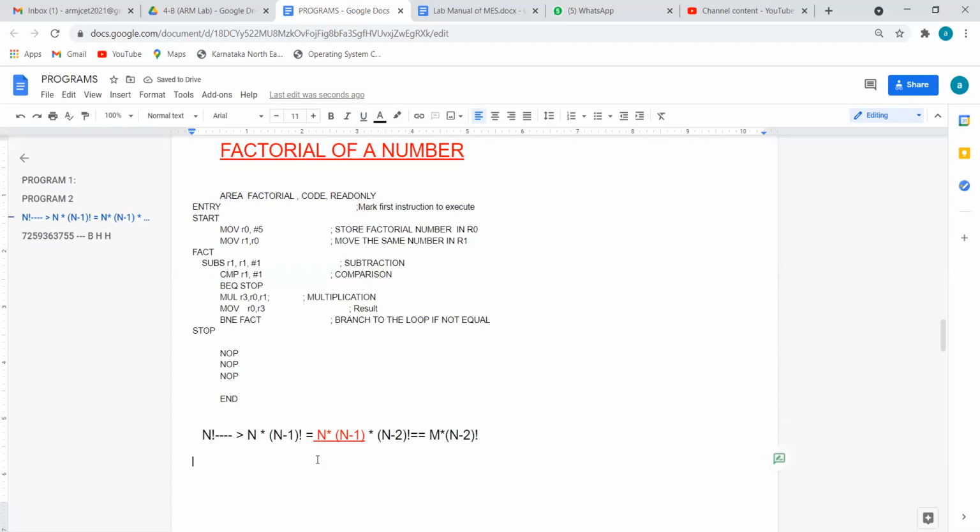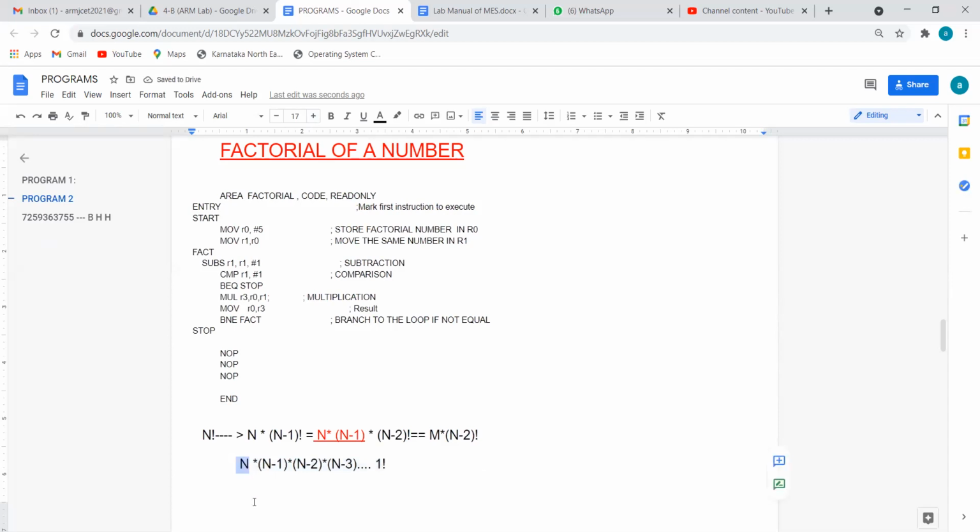In mathematics, what we studied is generally n star (n minus 1), again star (n minus 2), again star (n minus 3), and so on we will write, till we reach something where we end up with 1. So what is the problem here? It is in this programming language.